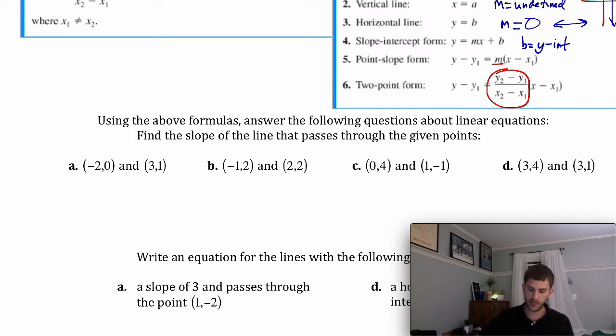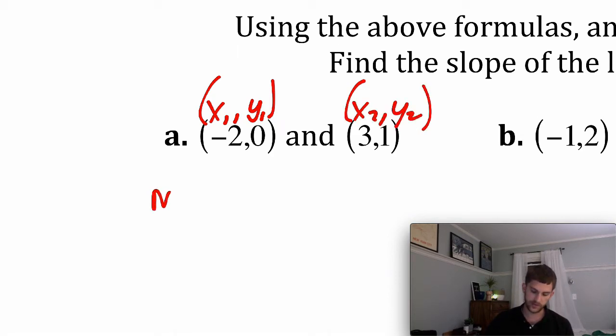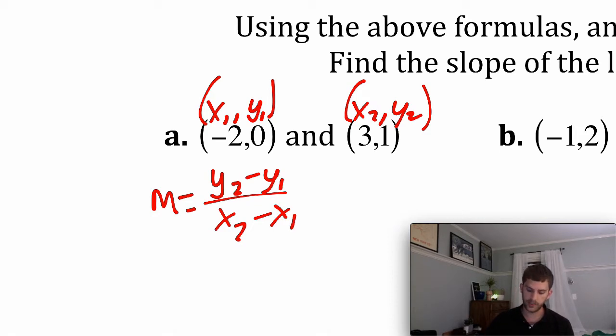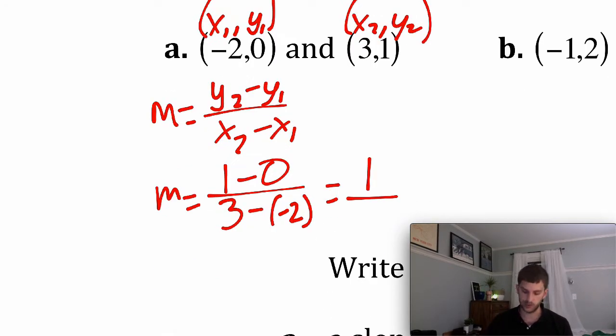So, again, if it's helpful to you to label the coordinates, please do. So I'm going to label this as x1, y1, and this one as x2, y2. And if we use the formula for slope, m equals y2 minus y1 over x2 minus x1, let's just plug in what we know. y2, we said, was 1, minus y1, which is 0. Well, that'll be easy. x2 is 3 minus x1, which is negative 2. So 1 minus 0 is just 1 over 3 minus negative 2, which is the same as 3 plus 2. So we end up with 1 over 5. So our slope is 1/5.